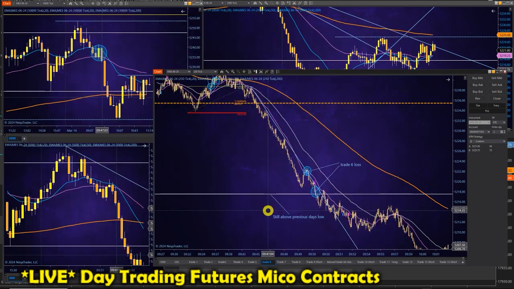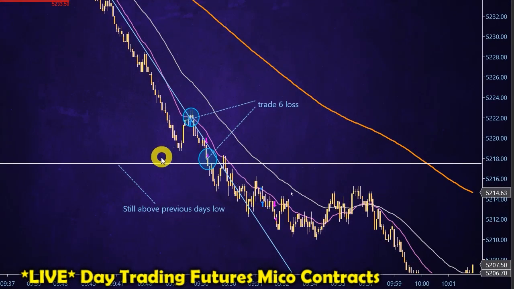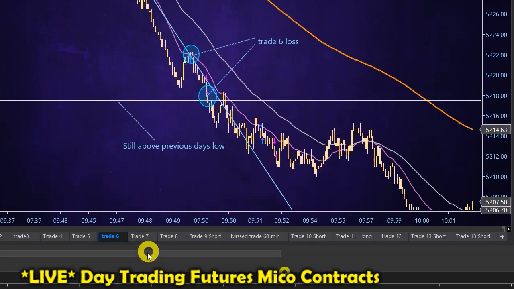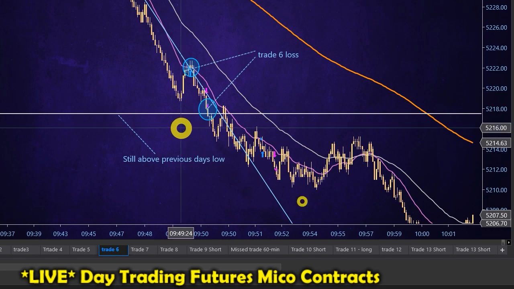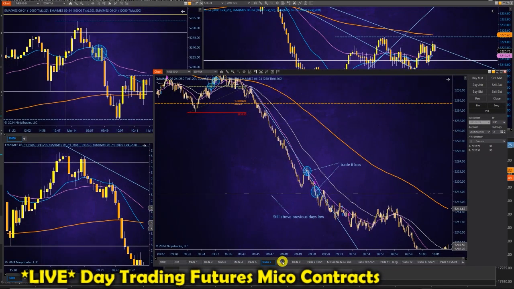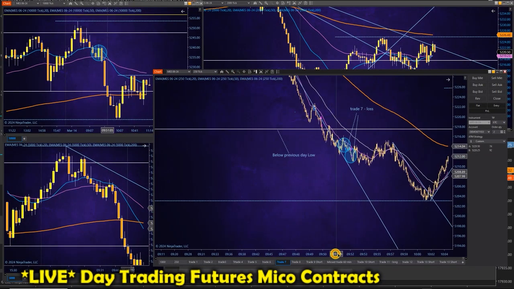That is so true. And a lot of times we think, oh, that's an area where support is at, but really that's an area where people have their sell stops. They're going to sell right here because price breaks below it. They're going to sell, and price goes back down there and takes those stops. Bad trade, bad trade.